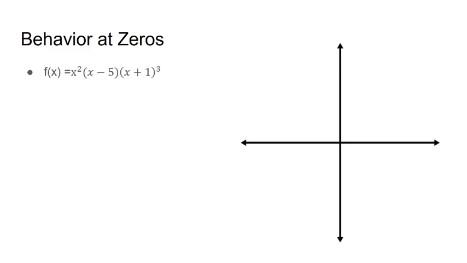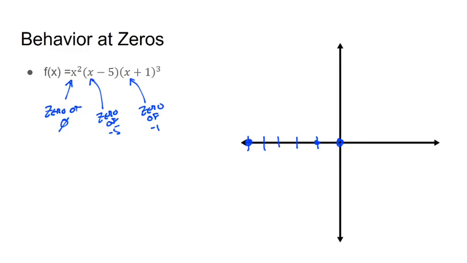Okay, in this one, we have a 0 of 0 itself. We have a 0 of -5. And we have a 0 of -1. So as I kind of plot those on my graph, we've got 0, we've got -1, and then we've got -2, 3, 4, 5.